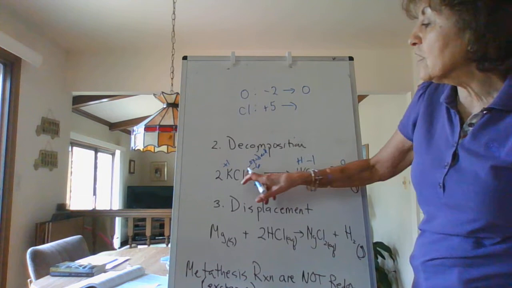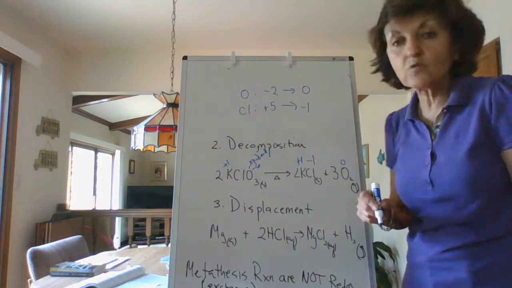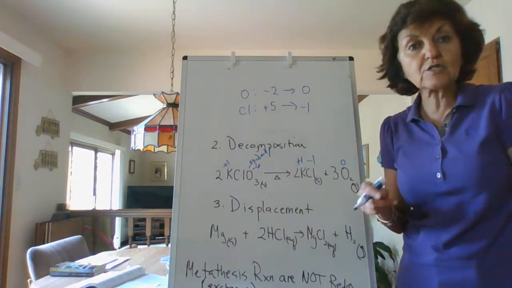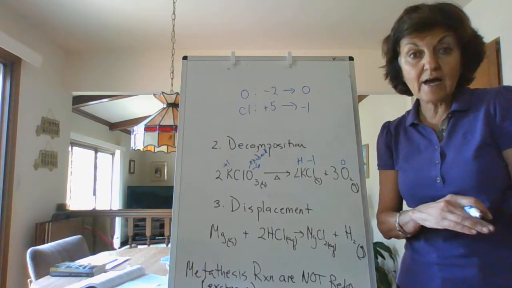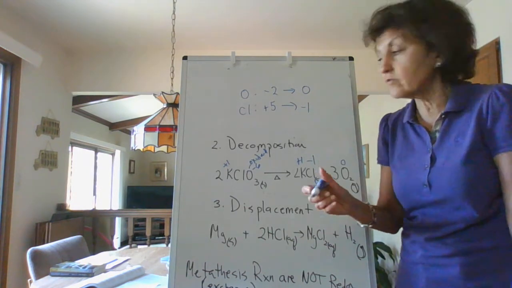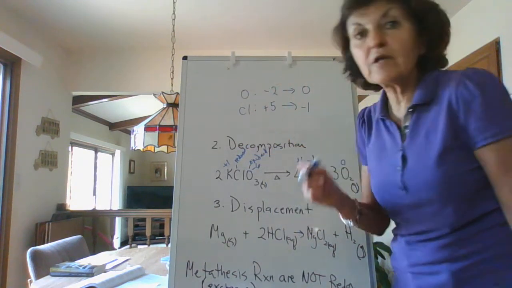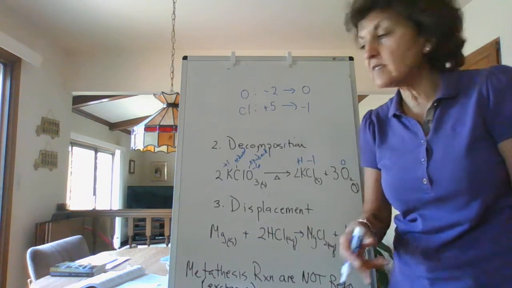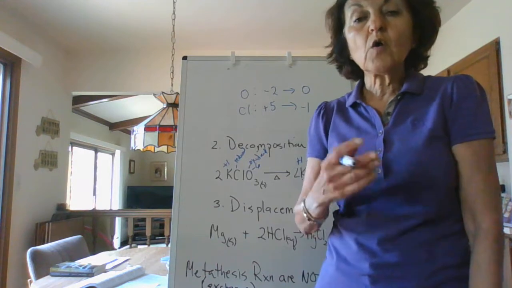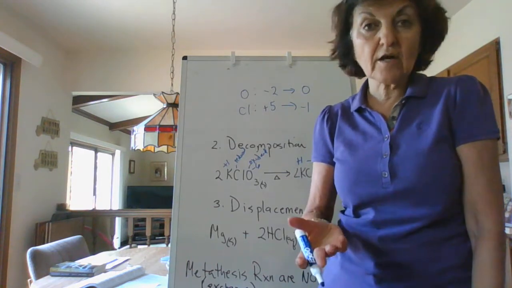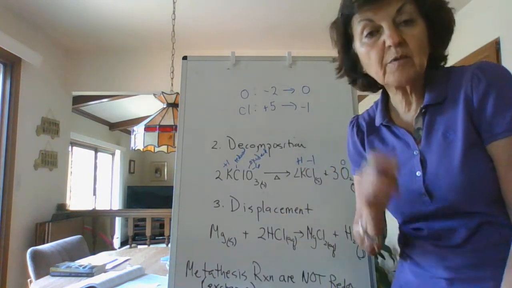All right, so the chlorine was a plus 5 over here, and it became a minus 1 over here. What happened to the oxidation number of the chlorine? It went down. So if the oxidation number went down, that means the chlorine got reduced. So if they ask you on a multiple choice test for a problem like this, what element got reduced? It would be the chlorine. What element got oxidized? It's the oxygen. What happened to the potassium? Nothing. All right, now here's the tricky part.